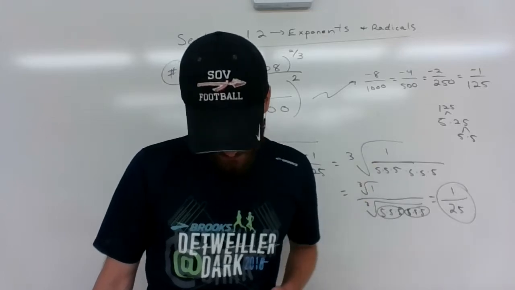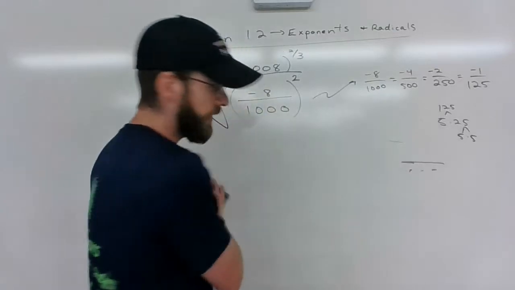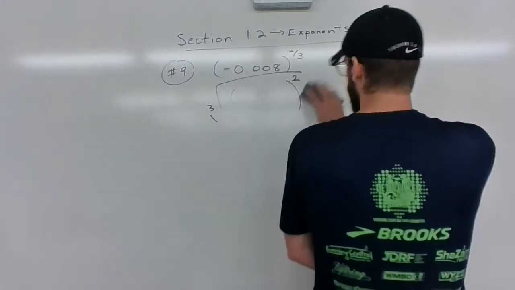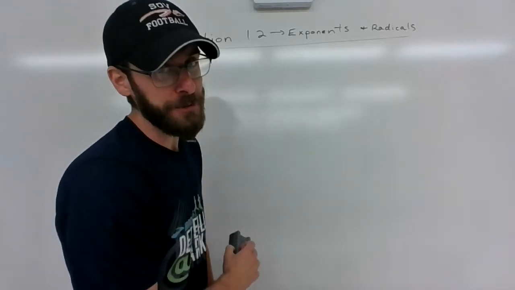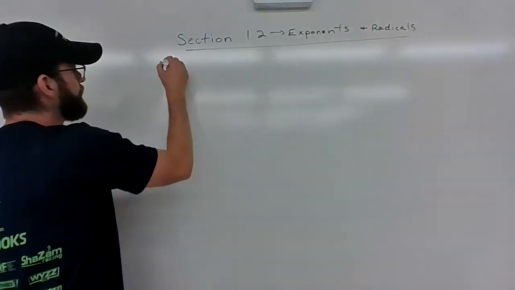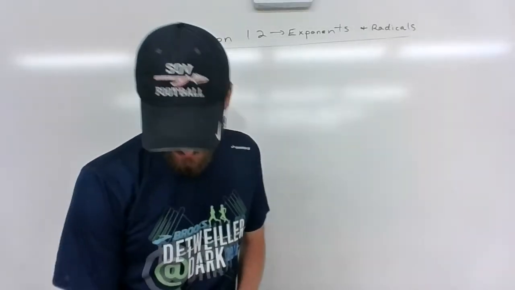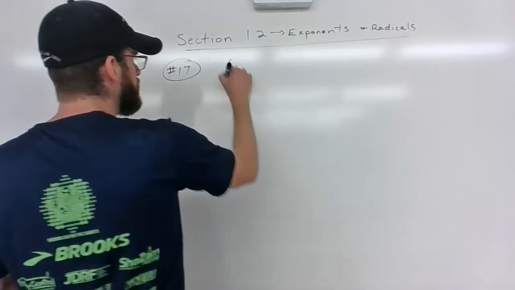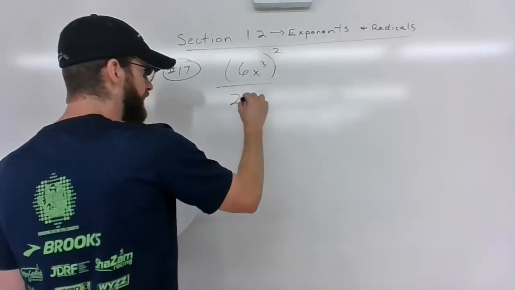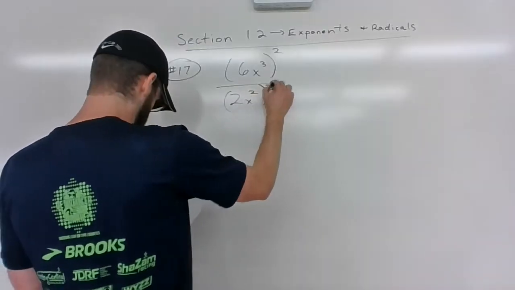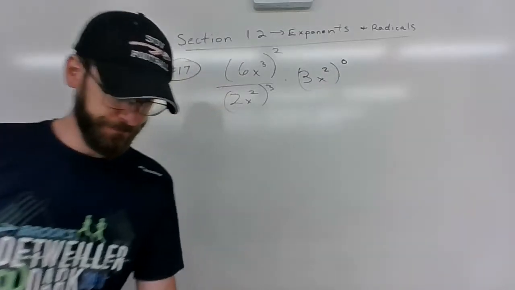Let's talk about number 17. So number 17 starts incorporating variables. And I think I see an exponent that registers as 0. That's kind of weird. Can't multiply yourself times something 0 times. In the sense of just basic ideas about exponents. So you got 6x cubed squared over 2x squared to the third power times 3x squared to the 0 power.